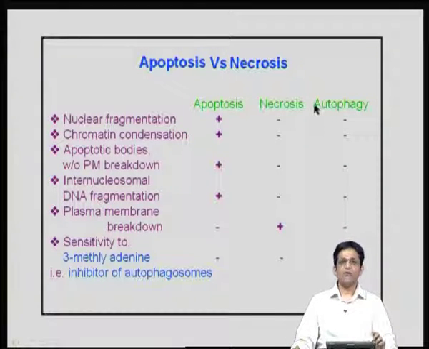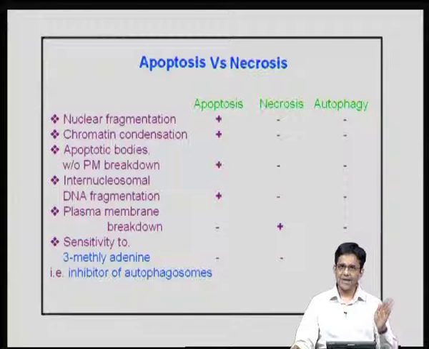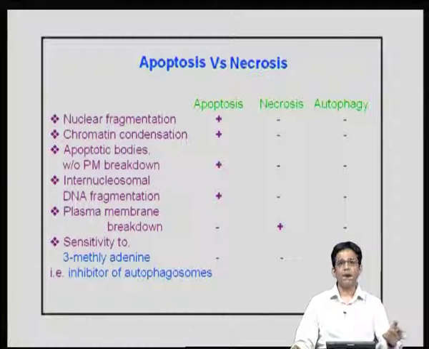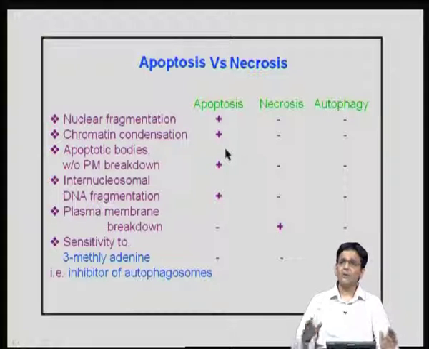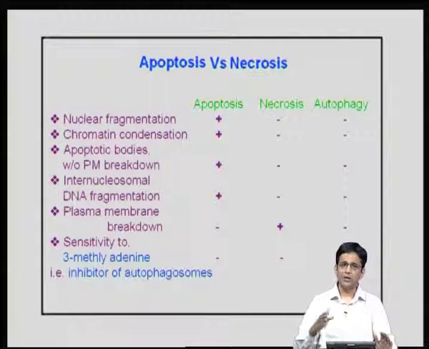What are some of the hallmarks of apoptosis? Now you have nuclear fragmentation. This is important, and in fact what you have is internucleosomal DNA fragmentation. So, there is a particular ladder pattern that one gets, and that is telling you about the sites where these internucleosomal cuts are generated. When you isolate DNA from apoptotic cells, there is a particular pattern that is seen, because it is the internucleosomal cuts that are seen. So, as mentioned, you have chromatin condensation, you have apoptotic bodies without plasma membrane breakdown, that is the key, and internucleosomal DNA fragmentation. So, the pluses are ones which I have listed so that you can highlight and take a look at them.